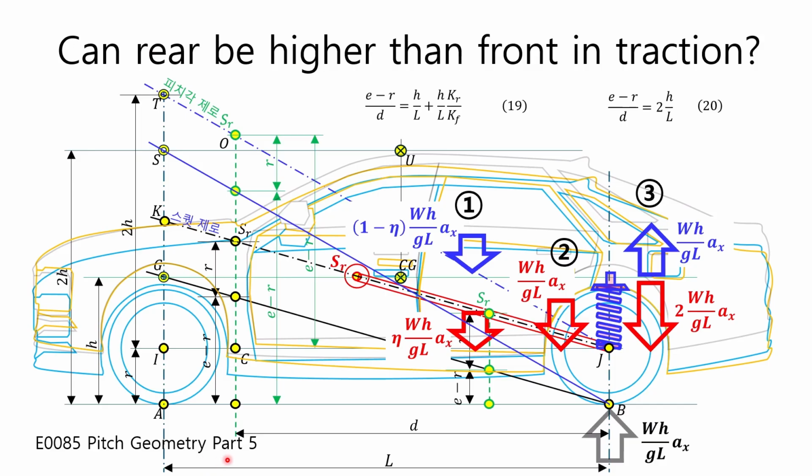In my recent video, E0087 Pitch Geometry Part 5, I explained the suspension geometry that makes the squat 0 and the suspension geometry that makes the pitch angle 0 when accelerating an independent rear-wheel drive vehicle, and explained the vehicle attitude according to the pitch angle determined by 7 positions of the virtual reaction point.